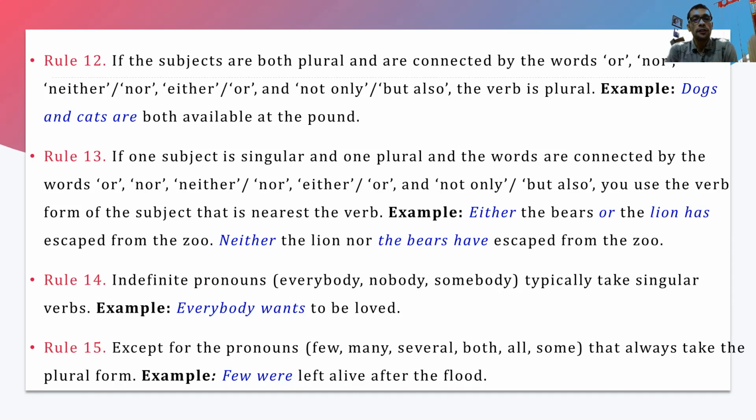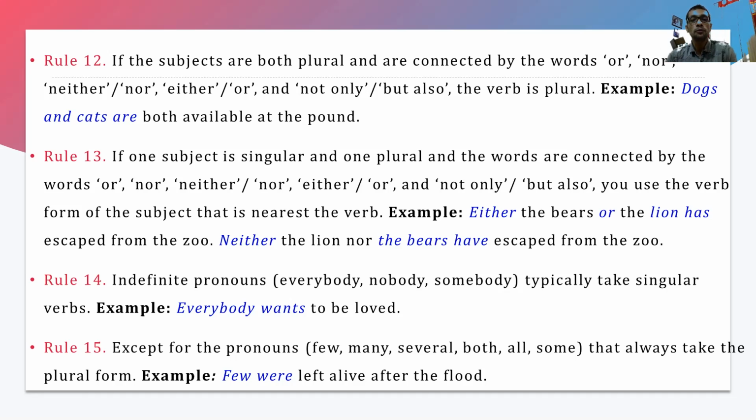Okay. Rule number 14: indefinite pronouns like everybody, nobody, somebody typically take singular verbs. For example, everybody wants to be loved. You can see everybody, everyone, nobody, no one, somebody, someone: when you use them in a sentence as a subject, the verbs must be singular. Rule number 15: except for pronouns like few, many, several, both, all, some, that always take the plural form. For example, few were left alive after the flood. So when you use few, many, several, both, all, or some, the verbs must be plural.